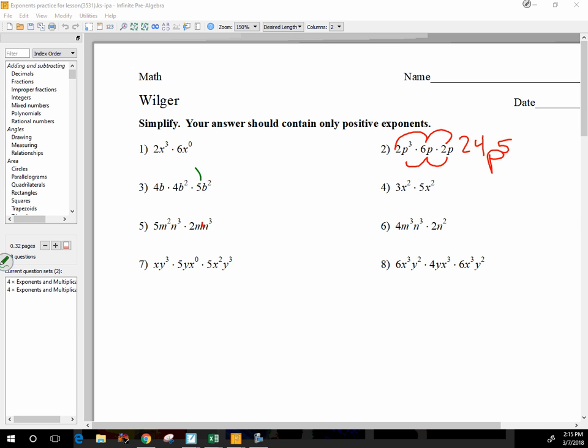So for me, 4 times 5 is 20. 4 times 4 is 80. I could also do 4 times 4 is 16, 16 times 5 is 80. Doesn't matter. And then I have 2, 3, 4, 5 b's. That's not so bad. And then there's 2 of them here and 2 of them here. 15x to the 4th, okay?